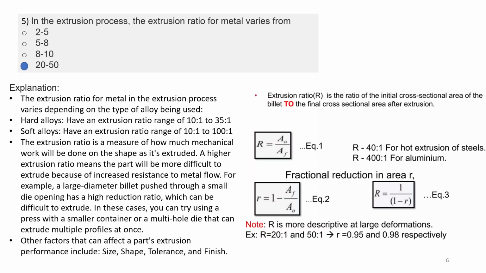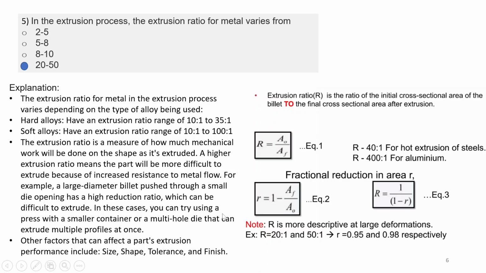Yeah, correct. So for example, in case of soft alloys, you can go up to 100 values because in one go you can reduce the size by a lot. So A naught upon AF: the final will be less compared to the initial, right? So you are dividing a very high value by a lower value. In that case, for soft alloys it becomes a very high value, and if you go for polymers as well, then it can become very high compared to even metals. In case of hard alloys, you will require a lot of pressure to even get a very small extrusion ratio in one go.